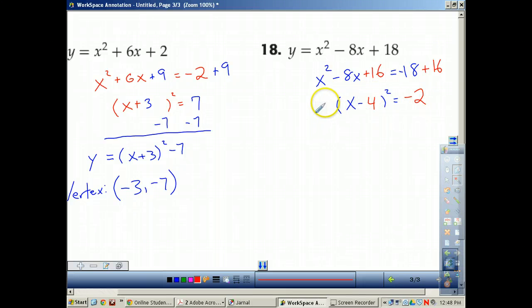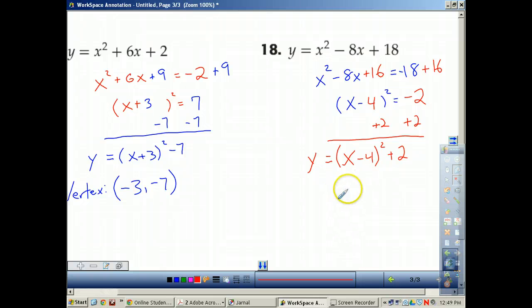So the next step, if we were solving it, you're not doing this, but if you were solving, the next step would be to square root both sides. You have a square root of a negative, therefore two complex. Alright, so just good to know this information. But if we're just trying to find the vertex, we move it back over. Plus 2. So our vertex is going to be at 4, 2. That's our vertex.